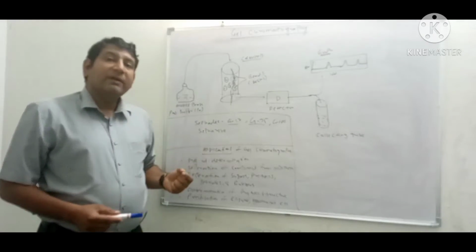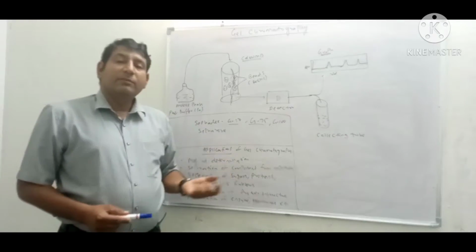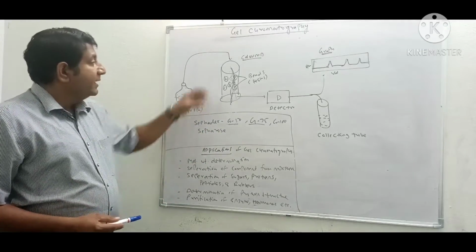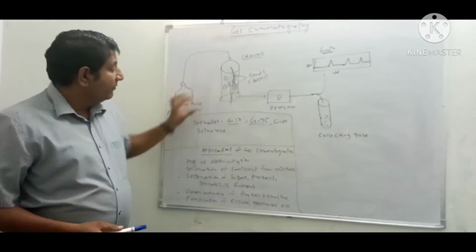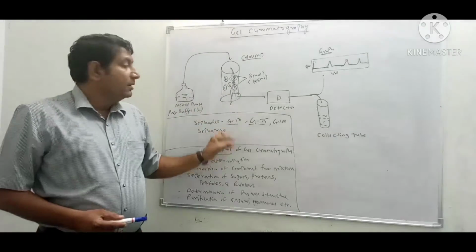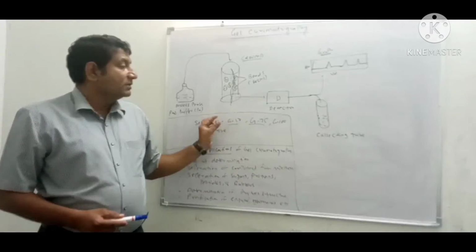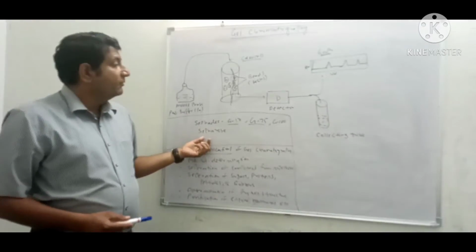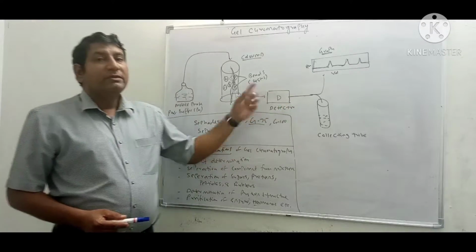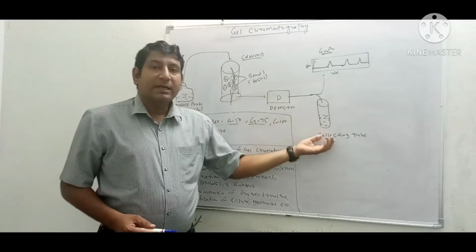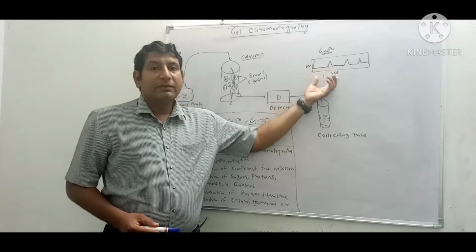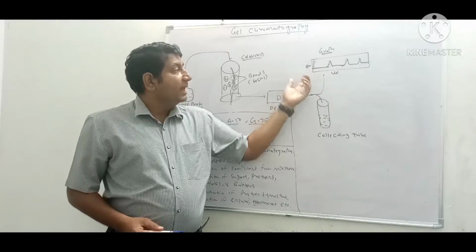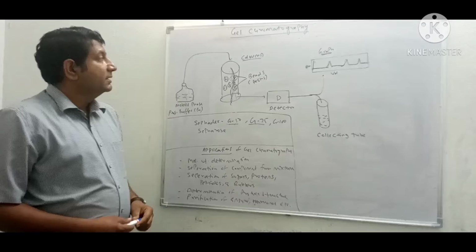This is a mobile phase reservoir, and here we use phosphate buffer, which is a very commonly used mobile phase. And this is a column, and in this column we have used Sephadex G50 or Sephadex G75 or Sephadex G100 as stationary phase, or Sepharose as stationary phase. This is a detector which detects the analyte. This is the collecting tube, and this is the graph recorder which shows the graph, and the graph is plotted between the absorbance and the volume received.